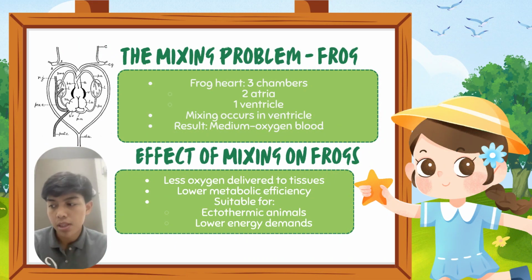The frog heart has three chambers: 2 atria and 1 ventricle. Oxygenated blood from the lungs and deoxygenated blood from the body both enter the same ventricle. Because of this, the blood mixes. As a result, the blood pumped to the body is not fully oxygenated but has a medium oxygen level, often described as purple blood. This mixing reduces the efficiency of oxygen delivery to the body tissues. However, frogs are ectothermic and have lower energy demands, so the system is sufficient for their lifestyles.